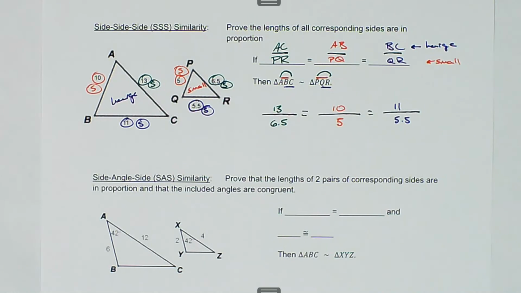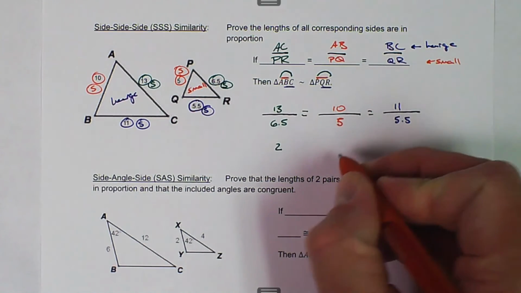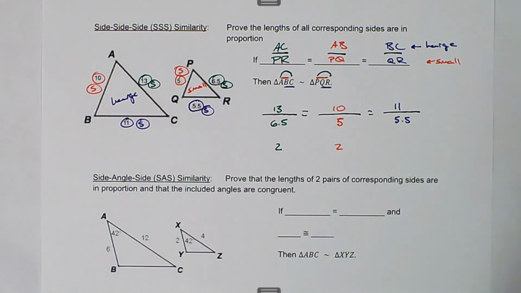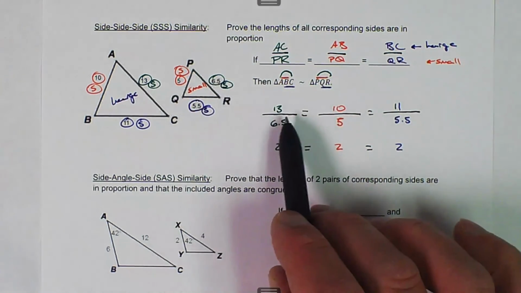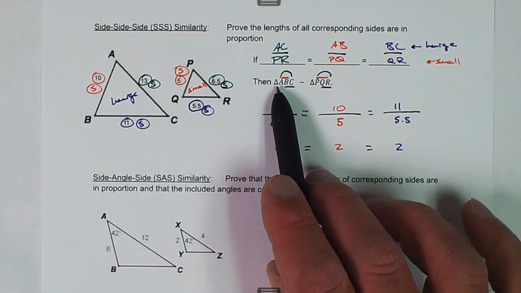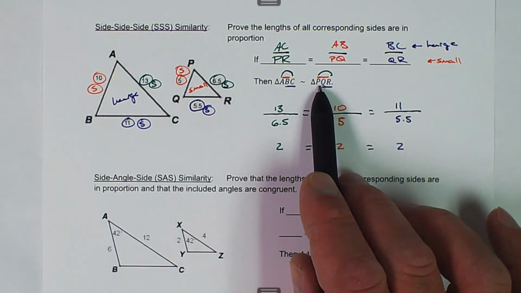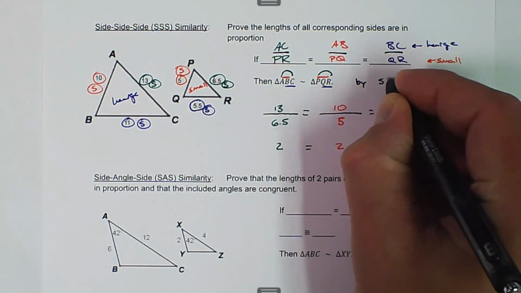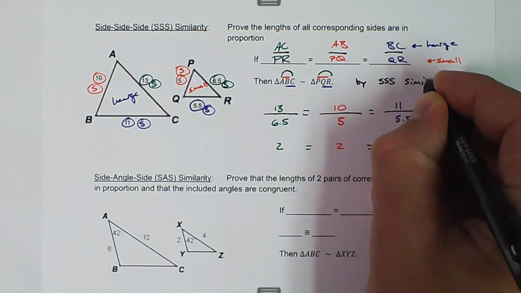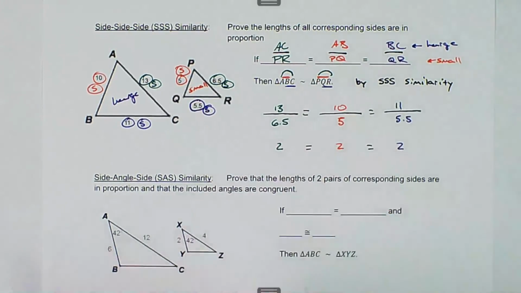And then all we have to do now is check to make sure that all these ratios are equivalent. 13 divided by 6.5 is 2. 10 divided by 5 is 2. And 11 divided by 5.5 is 2. And so all of these proportions are equal. So then triangle ABC is similar to triangle PQR by side-side-side similarity. And we proved it mathematically below.